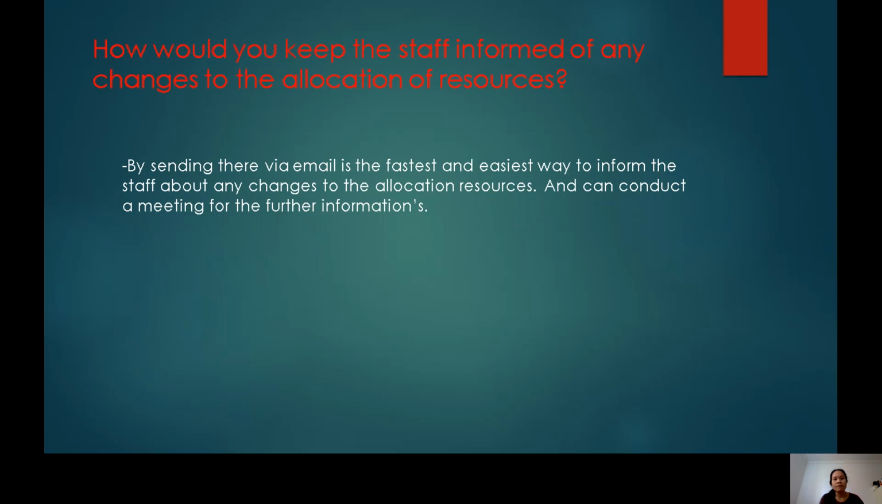How would you keep the staff informed of any changes to the allocation of resources? Sending emails is the fastest and easiest way to inform the staff about any changes to the allocation of resources. After you send them via email, you can conduct a meeting for further information, especially when they have something to ask or clarify, or are confused about something. It's also a good thing to follow up with a meeting regularly.